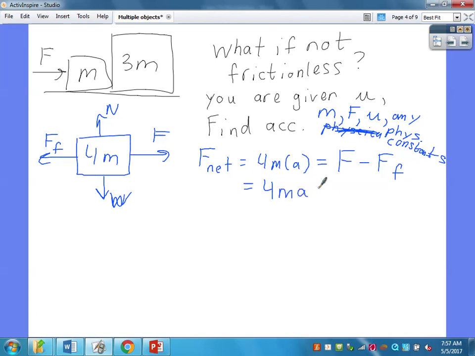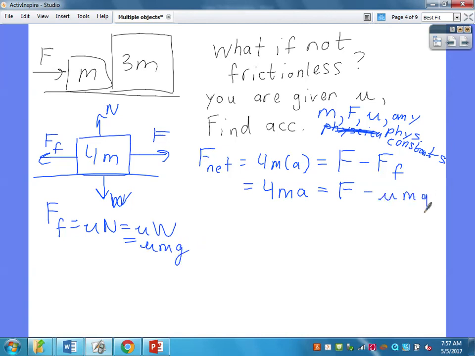It'd be 4ma equals f minus, and we have gone over this enough now. What does ff equal? Ff is mu normal, which is equal to mu weight, because they're equal to each other. You're on a flat surface, which is mu mg. So now this would be mu mg. Then I divide the 4m on both sides, and you would be left with a equals f over 4m, they like to usually reduce the sum, minus mu g, because the mu g over 4.